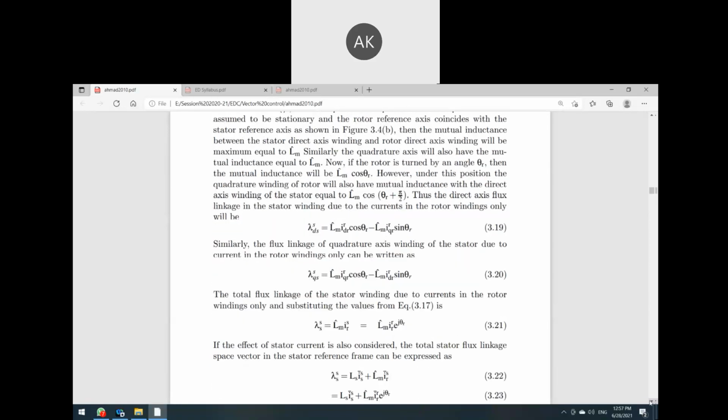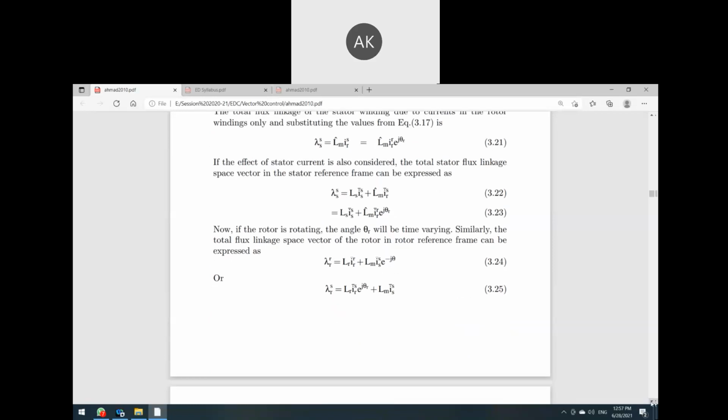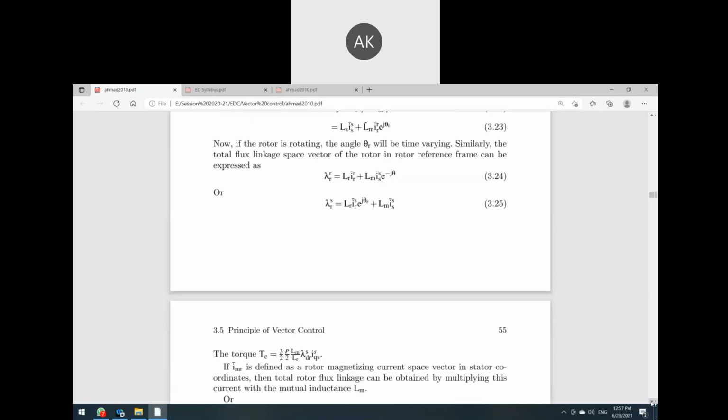These are the equations for lambda d in the stator reference frame, lambda q in the stator reference frame, and lambda s in the stator reference frame. So the total flux linkage of the stator winding due to the current in the rotor winding, only substituting the value, we can get the total flux linkage also. So these are the equations for the flux for the stator and rotor reference frame.